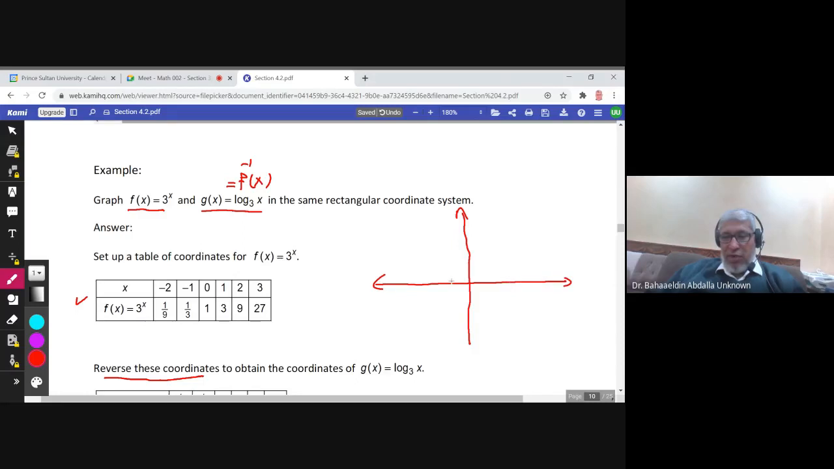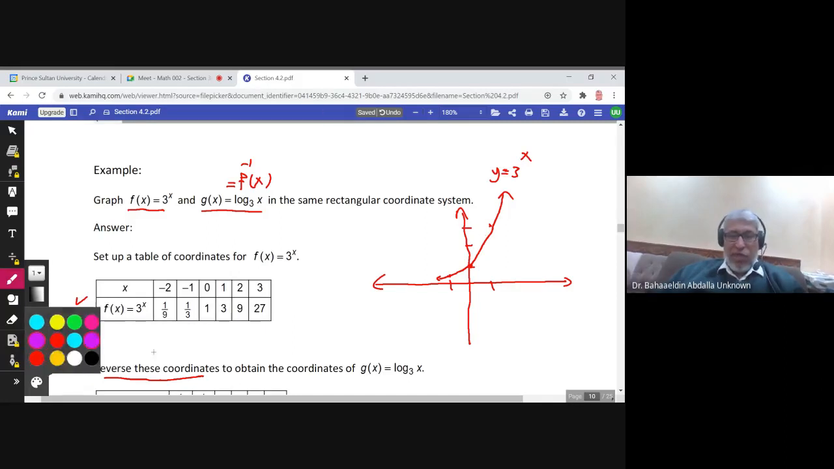So this is -1, 0, and 1. And here 1, 2, 3. Now at 0, it is 1. At -1, it is 1 over 3. At 1, it is 3. So this is the graph of the exponential function y equals 3 to the power x.